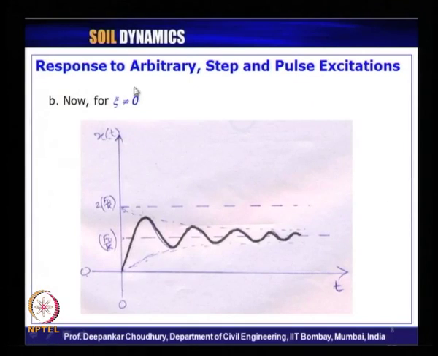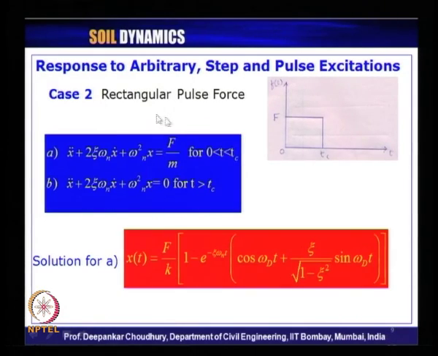Whereas, for a damped system, when the damping ratio is not 0, we have seen that it again oscillates about this baseline of f naught by k, but there is a decay function. So, with time it decays, and finally, at time t equals infinity, it reaches the static displacement. Then we have seen a rectangular pulse force, which acts for a finite amount of time t c with a constant magnitude f, and that we can express in 2 equations.